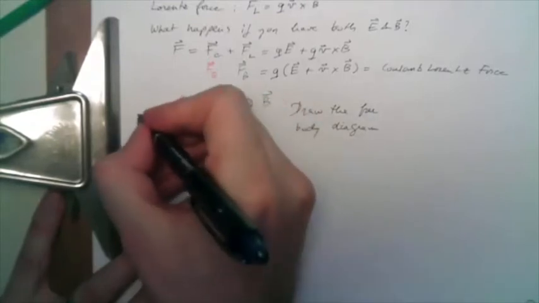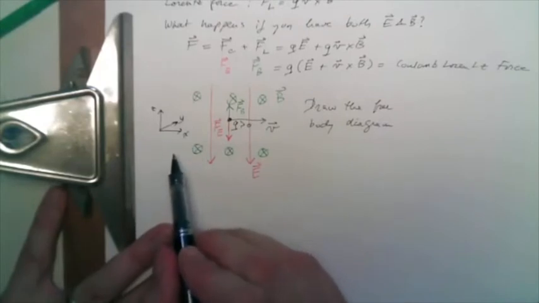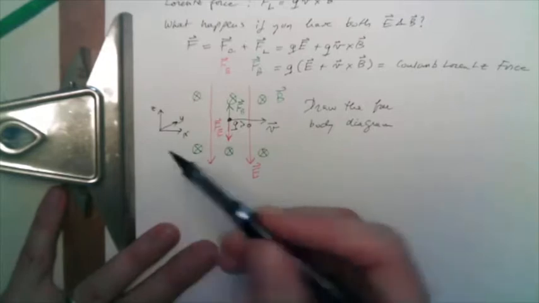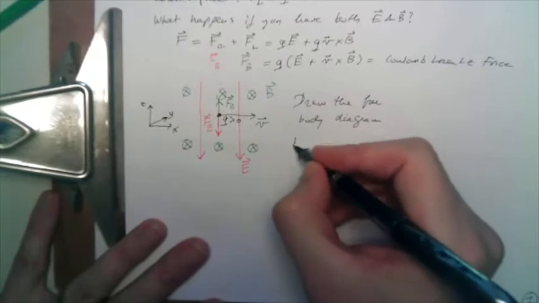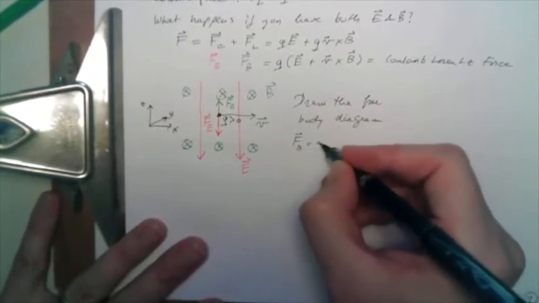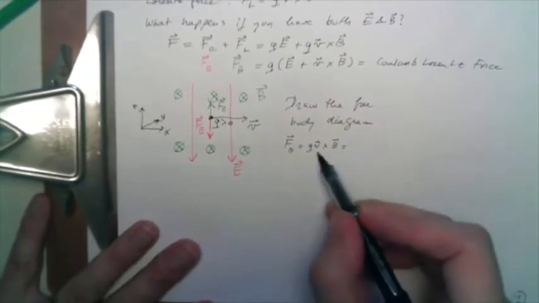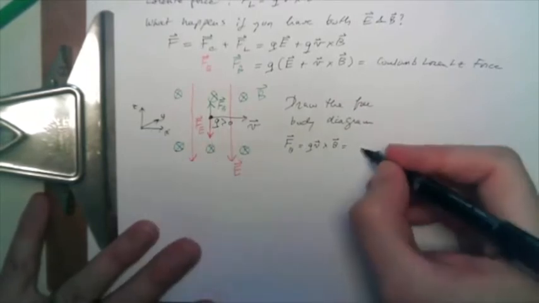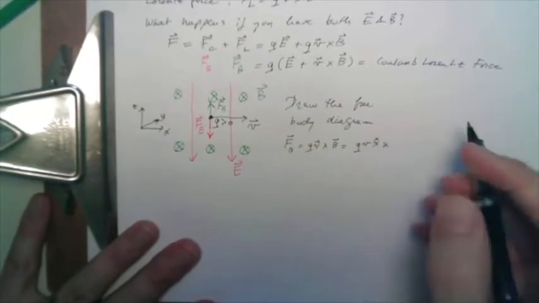So let's call this X, let's call this Y, and let's call that Z. Doesn't really matter which one you use, as long as it's a right-handed coordinate system. So in that case, my F sub B, if you want, is Q V crossed with B. In this case, V is in this direction, that is pointing in the positive X direction. And we're going to cross that with B.